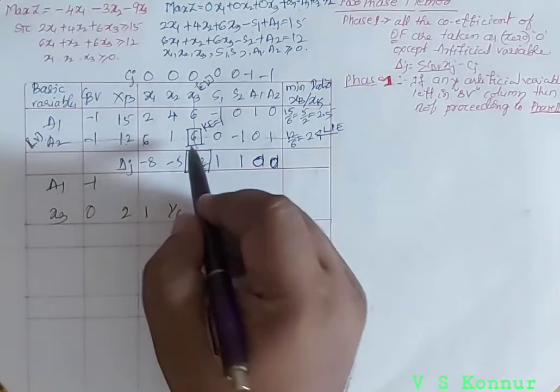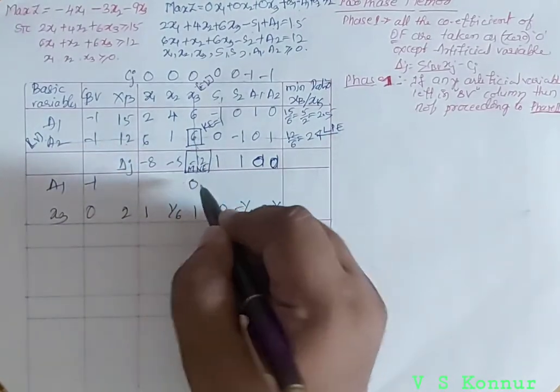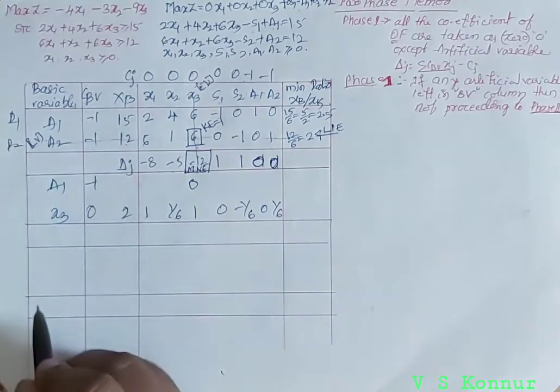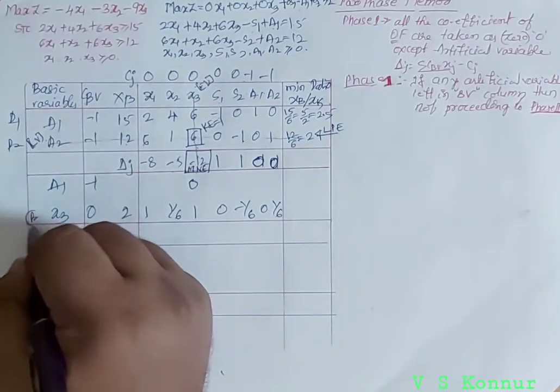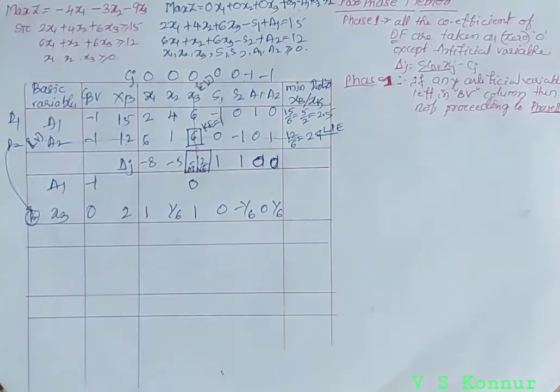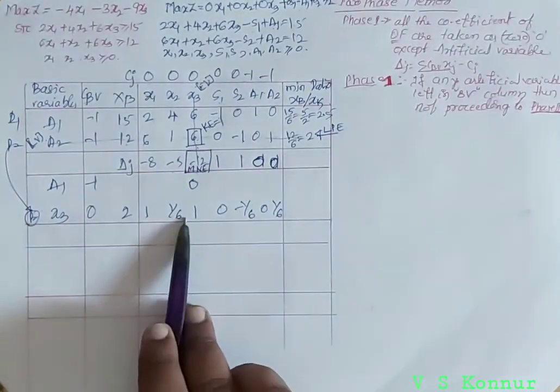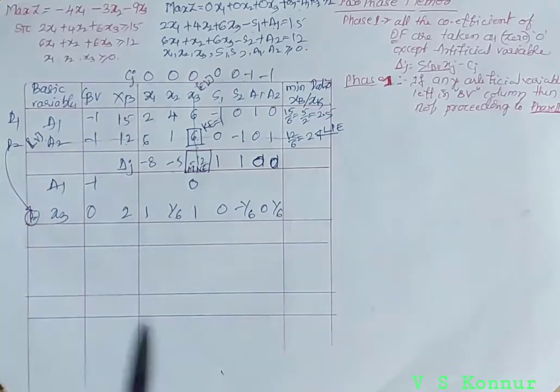Next, other than this element, this should be made 0. To make it 0, I will write R1 and R2. Here R2 has been replaced, so we should consider this as R2 now. Only this will be considered as R2 for calculation.